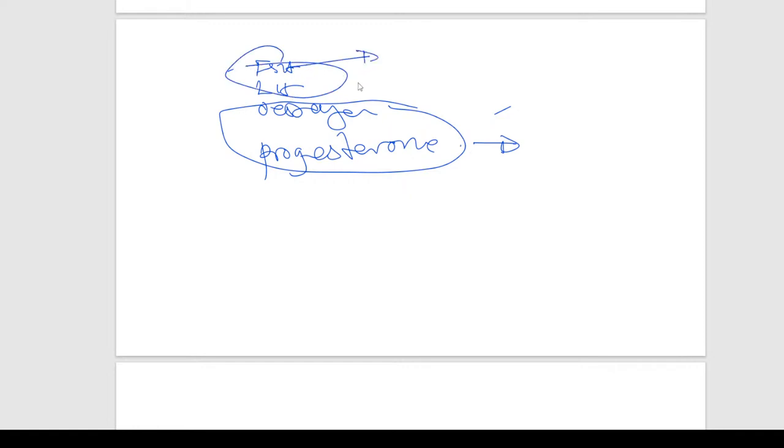Stimulates the development of the Graafian follicle to produce ovum. This one triggers ovulation. It is very high on day 14. You must know that. Very high on day 14. Triggers ovulation, also changes the empty Graafian follicle to corpus luteum.